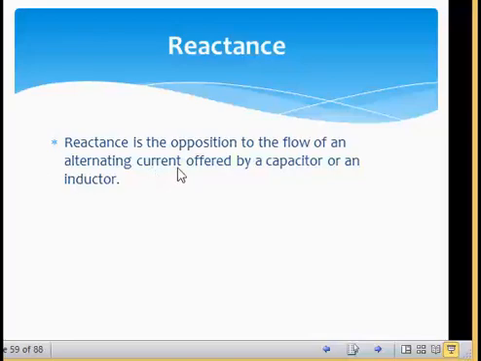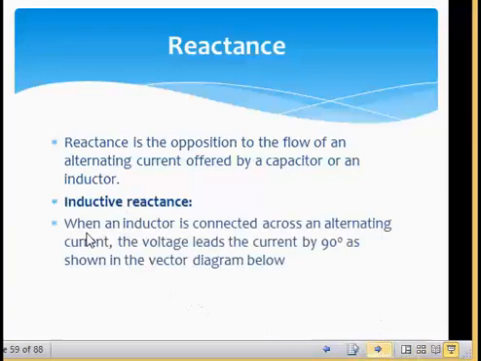But when we come to alternating current, the opposition to the flow of alternating current is not called resistance, but rather it is called reactance, and it is inductor and capacitor that provide reactance. So now let's look at different types of reactance. We have inductive reactance.